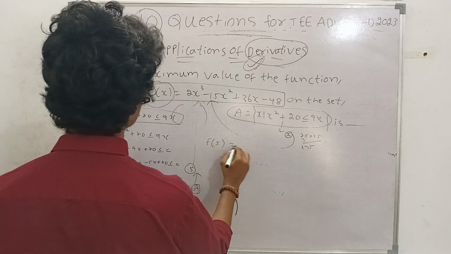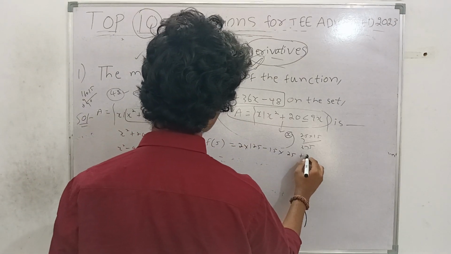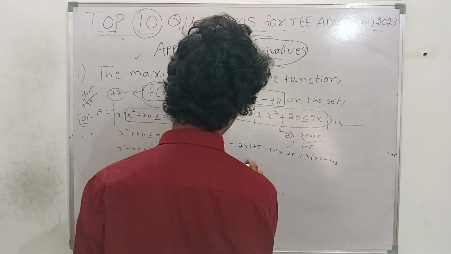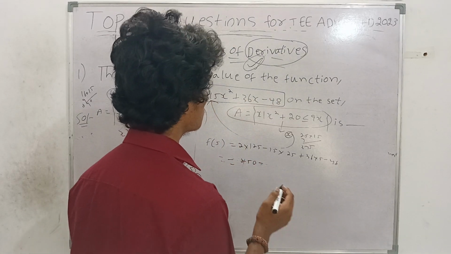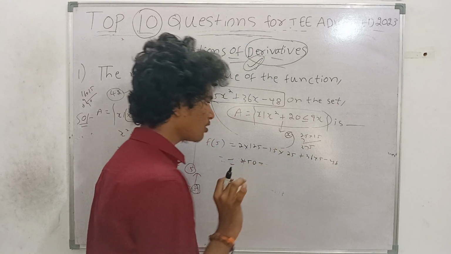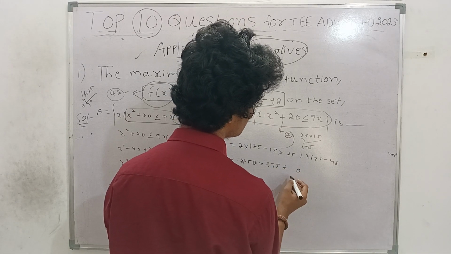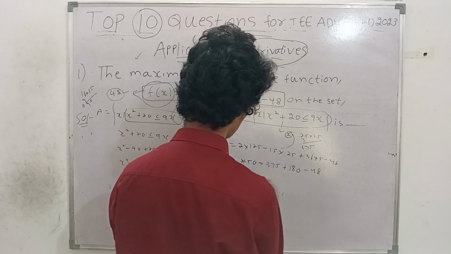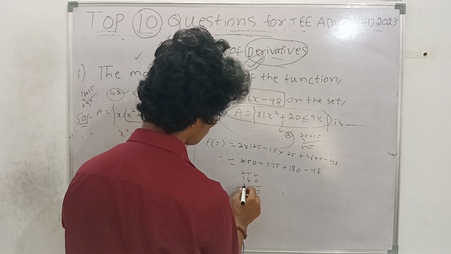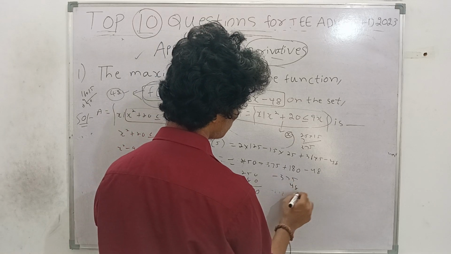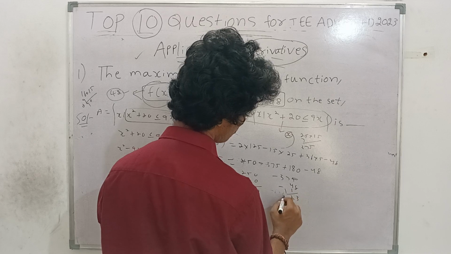f of 5 is equal to 2 into 5 cube, 5 cube is 125, minus 15 into 5 square, it is 25, plus 36 into 5, minus 48. 125 twice will be 250, minus 375, 6 fives are 30. 250 plus 180 will be 430, 375 plus 48 will be 423. Yes, now it is correct.